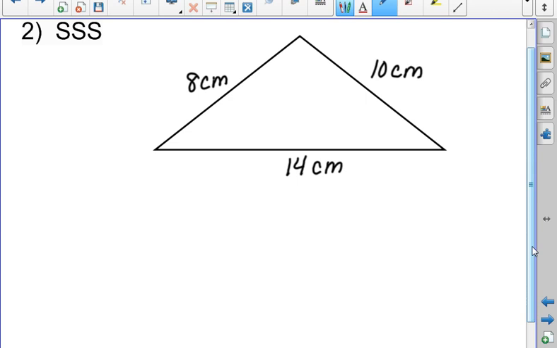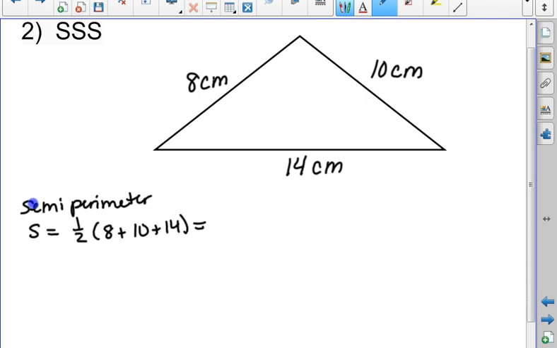The first thing we have to do is find what's called the semi-perimeter, or half of the perimeter. So add up the sides and divide by 2. We're going to call that S. So S is 1/2 of 8 plus 10 plus 14, which is 1/2 of 32, or 16.